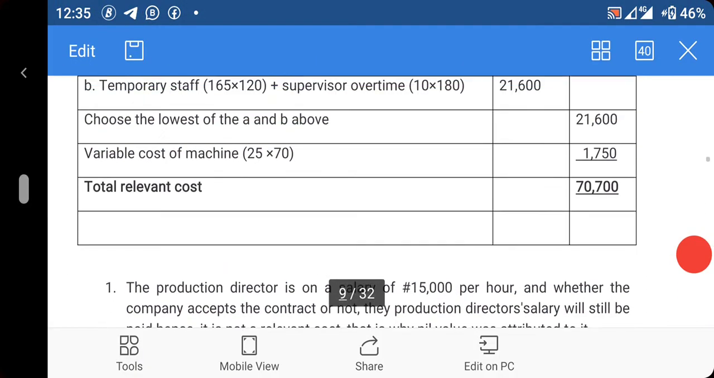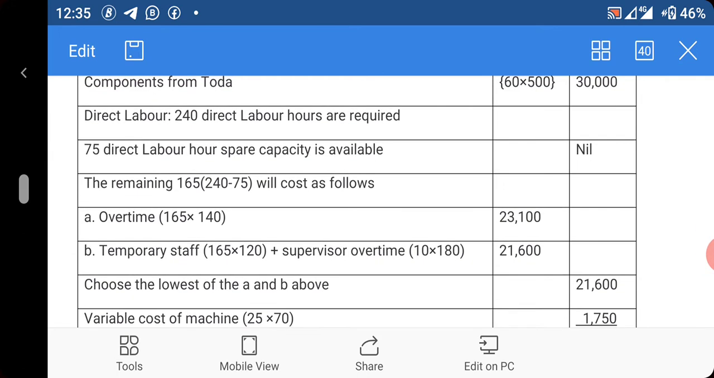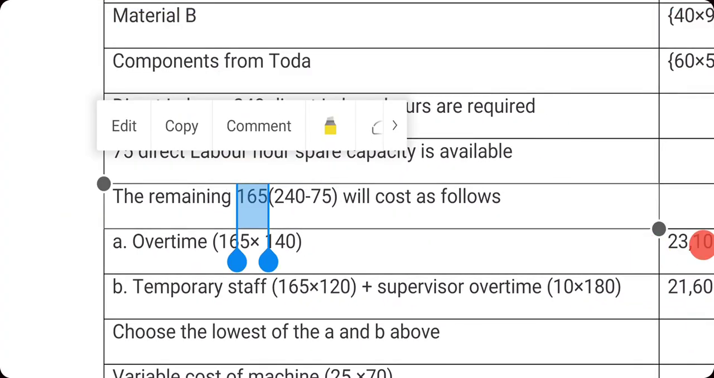So let's revisit the solution. Look at it. 75 direct labor spare capacity is available, so it is nil. I said 240 direct labor hours are required, so 75 is available, so it's nil. Now the remaining 165, how did we get 165? 165 was gotten by saying 240, which is the labor hours required, minus the spare labor hour, which is 75. So we will have to pay for this 165 hours. Since we needed 240 hours and we have 75 available, we won't pay for that because it's an irrelevant cost. So 165 will be paid.